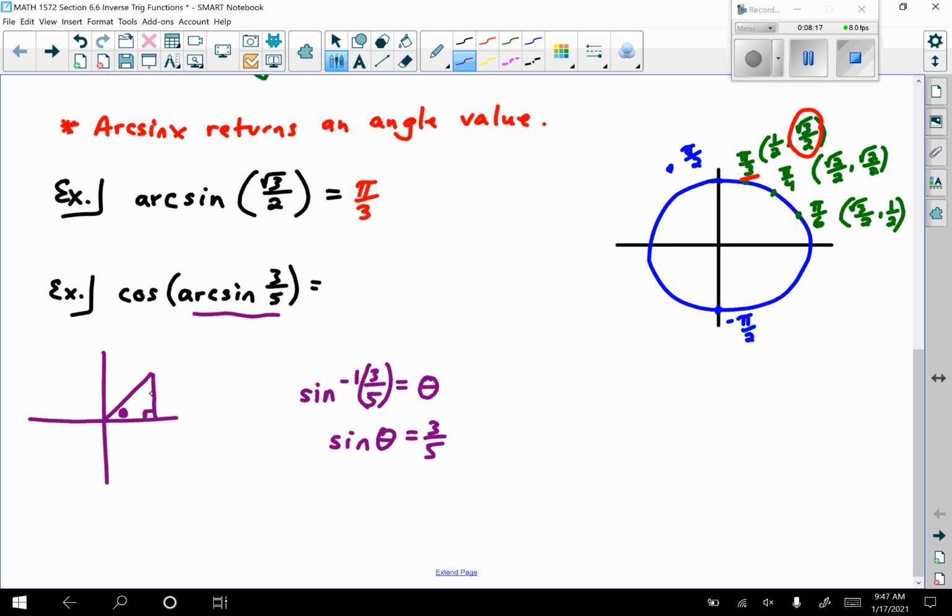So sine is opposite over hypotenuse. So across from theta, this is my opposite, so that's going to be 3. That's my hypotenuse, so that's going to be 5. And then if I use the Pythagorean theorem, I could write the length of this side as the square root of 5 squared minus 3 squared. In other words, 3 squared plus x squared is going to equal 5 squared. So x squared is going to equal 5 squared minus 3 squared, and x is going to equal the square root of 5 squared minus 3 squared, which is 25 minus 9, which is the square root of 16, which is 4.